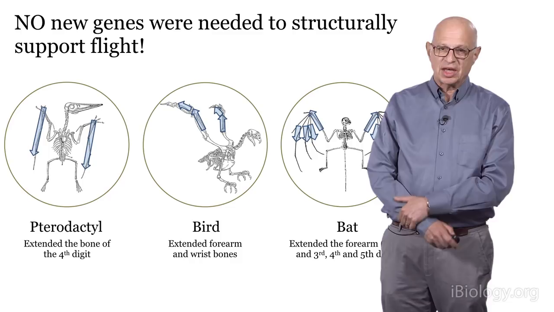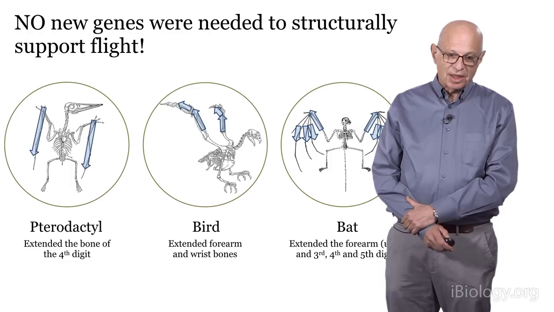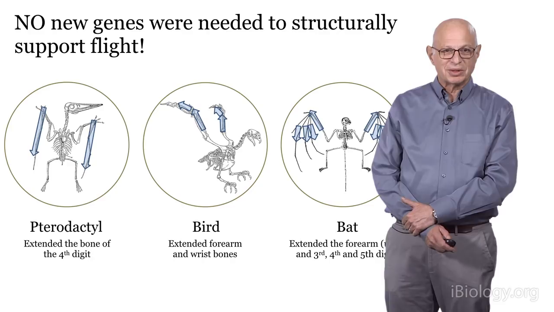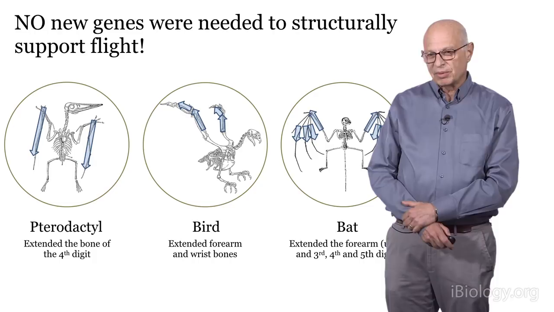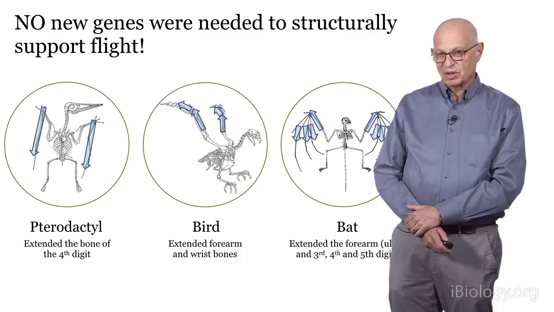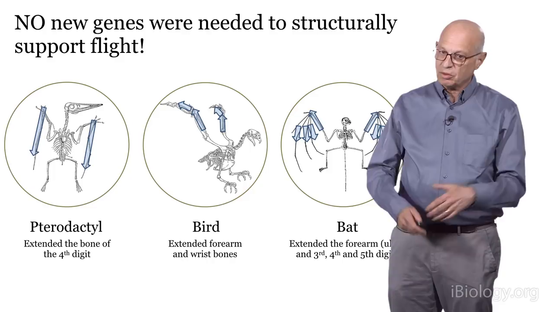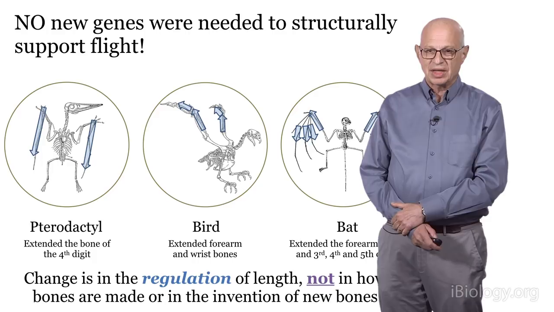and you can generate a lot of other things. Now, you could argue, well, you need more than just bones. You need skin to cover those bones. But if anybody's ever seen a woman who's pregnant, you realize getting more skin to cover the belly is not a problem. Not to mention all the people who are obese or people who have burns that heal. So you probably wouldn't need to change anything about skin to have it covering the bones and make a wing. The same muscle groups are involved, but they're bigger, of course, if they're flying. But that's something you could do over time by selection on the amount of certain muscles. So it's the change in regulation of length, not how bones are made or the invention of new bones.